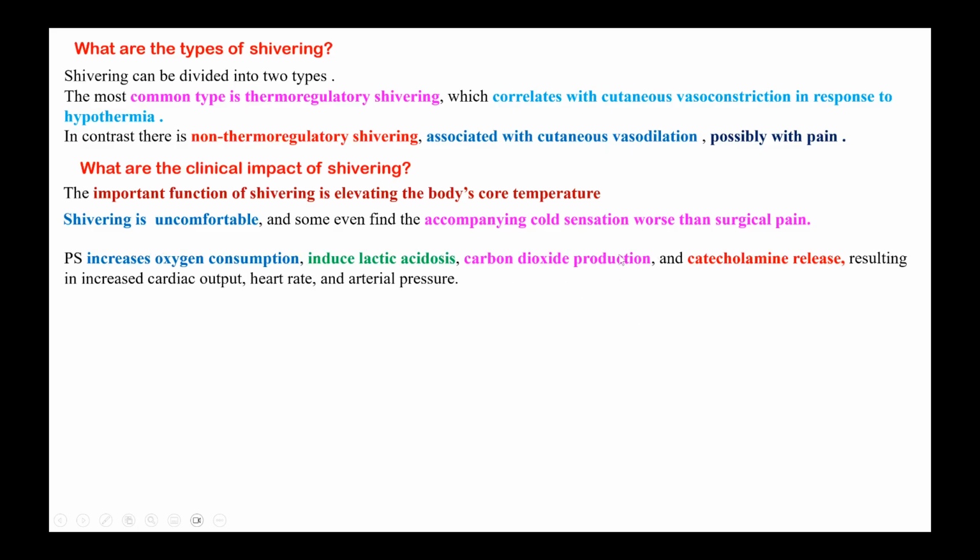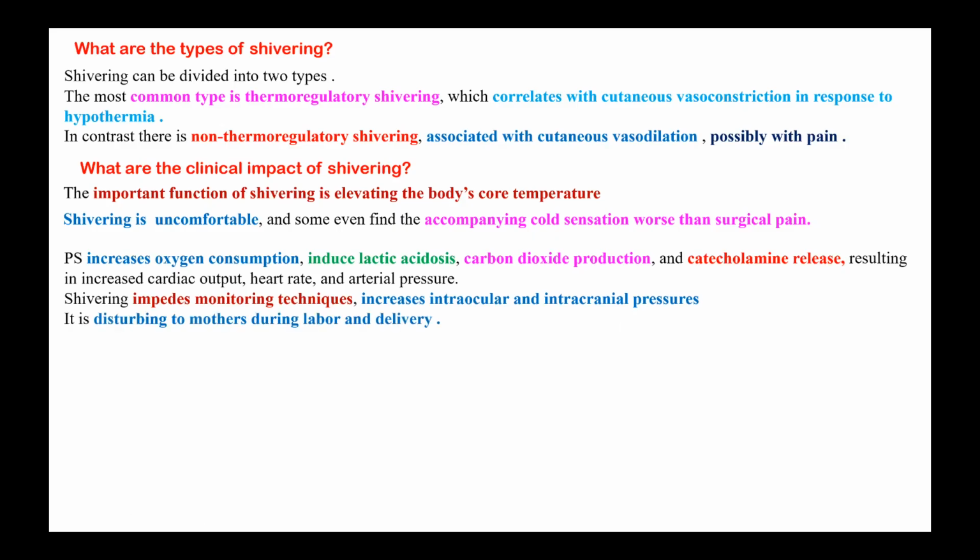So the patient will start hyperventilating to eliminate this carbon dioxide, which may result in respiratory alkalosis, and that may again trigger and worsen the shivering. It will also cause catecholamine release, which may be harmful to patients who have myocardial ischemia or infarction. So it can precipitate an acute coronary syndrome in elderly people with coronary artery disease. And it impedes monitoring techniques, increases the intraocular or intracranial pressures, and it is very disturbing to the mother during labor and delivery.